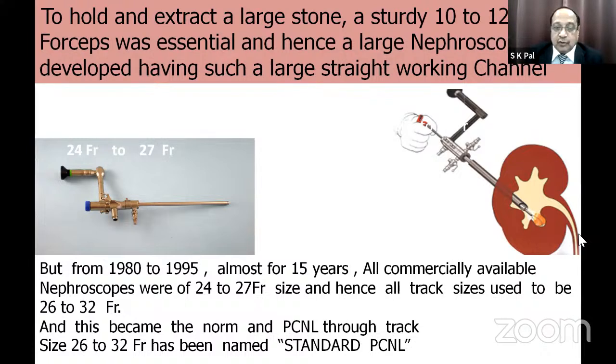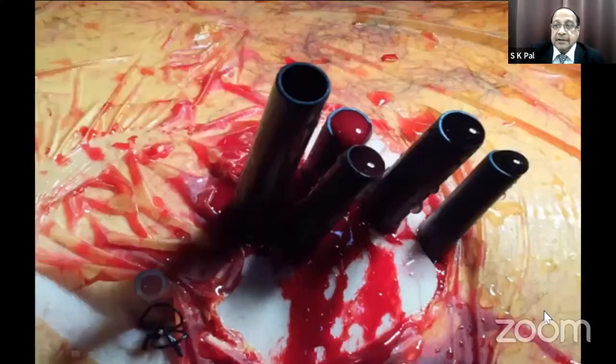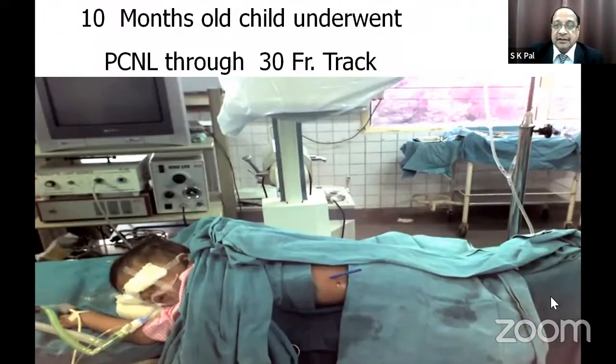Now, when the nephroscope is so large, you have to have a bigger tract of 26 to 32 French. And this is called standard PCNL today. Even if we were making 4 or 5 tracts, all were 30 French, minimum 26 French to use a 24 French nephroscope. And even this 10-month-old child, at that time I had to do with a 30 French tract.